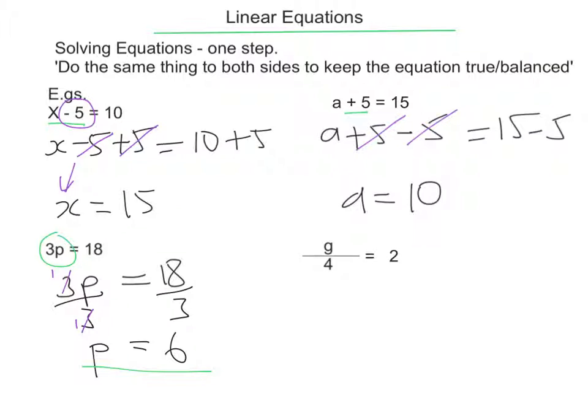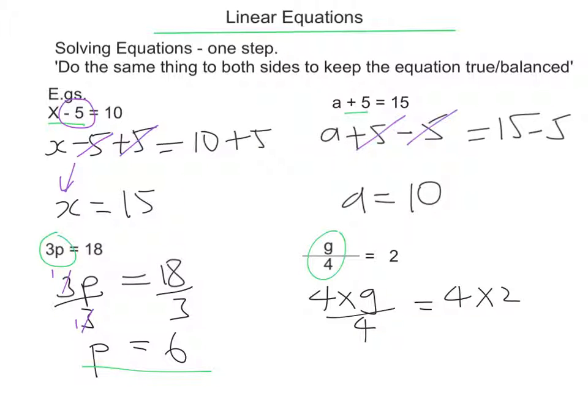Let's look at the last one. Between the g and the 4 is a divide. So the opposite of divide is multiply. So I'm going to multiply both sides by 4. You notice that it doesn't matter whether I put the 4 first or second, because with multiply, 3 4s is the same as 4 3s.